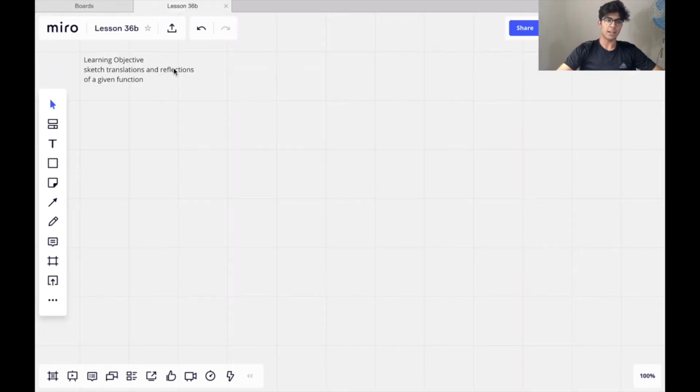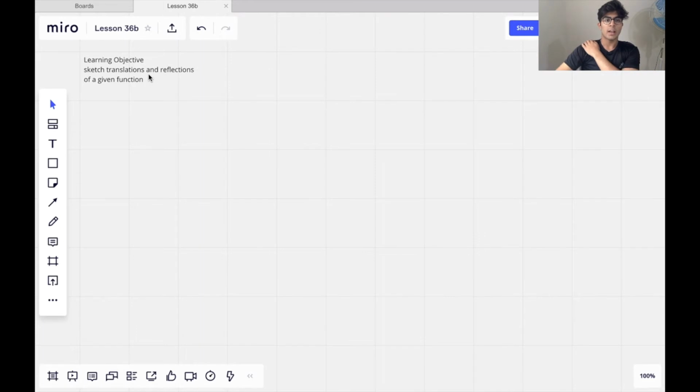Year 6B, and our learning objective today is to sketch translations and reflections of a given function. There's some prerequisite knowledge for this. We have to remember what a function is and the function notation. This is quite important here. Also, this is a higher only topic, so if you're doing foundation, you don't need to actually watch this video.